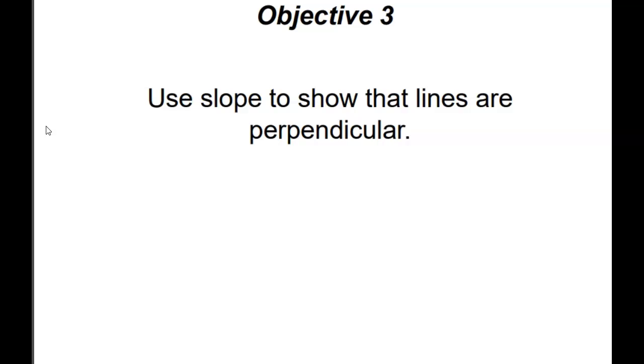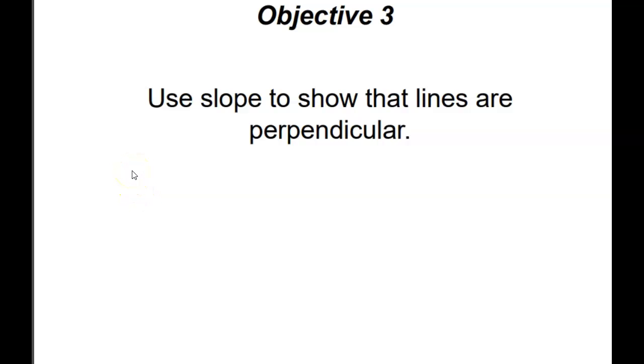In the first video, we talked about how to calculate slope from 2 points and what it means as far as a positive slope, a negative slope, a zero slope, or an undefined slope, and what those lines look like in their general direction. In the second objective, we looked at how to use slope to show that lines are parallel. Parallel lines have the same slope, so if you calculate the slope for one line and then calculate the slope for another line and the numbers are the same, then they are parallel.